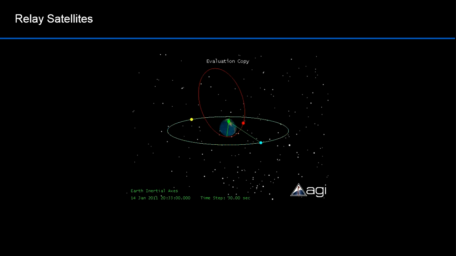Relay satellites overcome that. They can be in almost constant contact with low Earth orbiting satellites and, as well, can be in almost constant contact with ground stations. This gets data down quicker but is expensive. NASA has a relay program called TDRS.